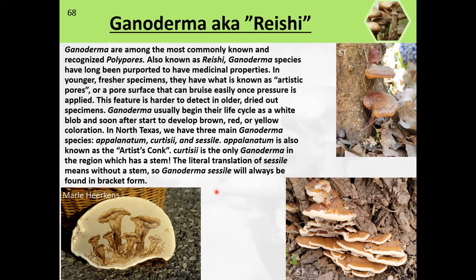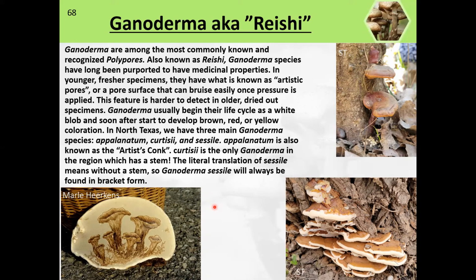And younger, fresher specimens have what is known as artistic pores, or a pore surface that can easily bruise once pressure is applied. Check out this picture right here. It's pretty cool, right? So this is called the artist bracket, Ganoderma applanatum. And that's because the pore surface bruises so easily that you can really draw on it, and it's really cool.